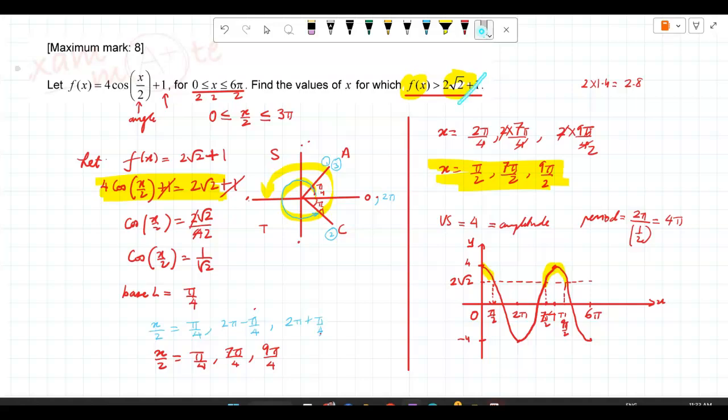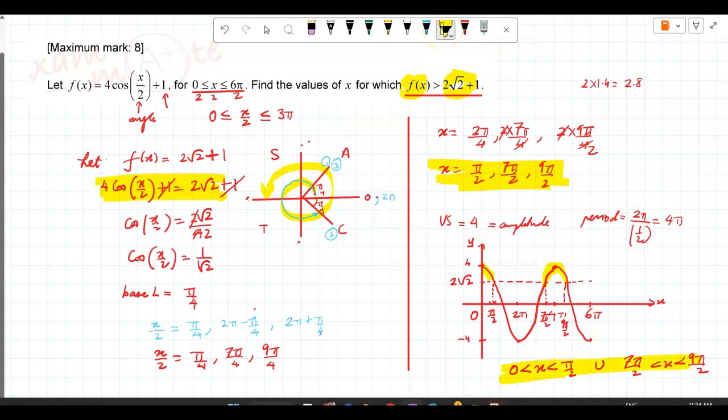Plus one cancelled off. So the function is above 2 root 2. When you solve, what will that be? 0 is less than x is less than pi by 2, correct? Or 7 pi by 2 is less than x is less than 9 pi by 2. They don't want actual values, they want the range of values. Whenever you solve an inequality for such sums, you'll get a range of values. So that's your answer. That's how we do it.